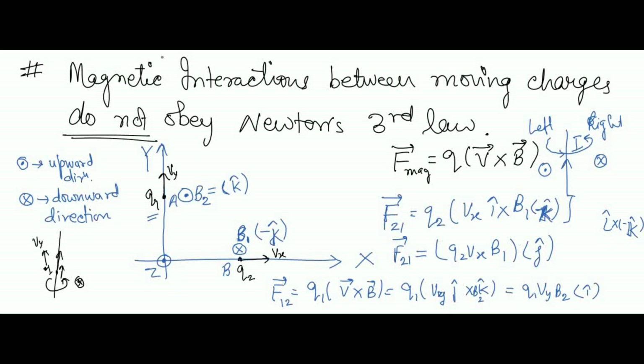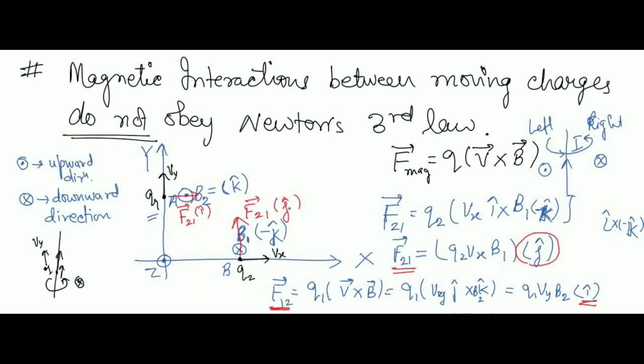See, in this magnetic interaction, we have concluded that the force on 2 due to the magnetic field of 1 is in J cap direction, and the force on 1 due to the magnetic field of 2 is in I cap direction. So we have concluded the directions of those forces. This is F21 vector, and this is F12 vector. This is I cap and this is J cap. In magnetic interactions, it is clear that the forces are not in opposite directions. One is in I cap direction and one is in J cap direction.